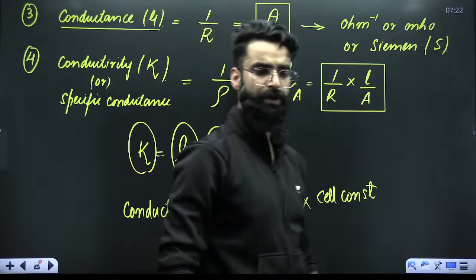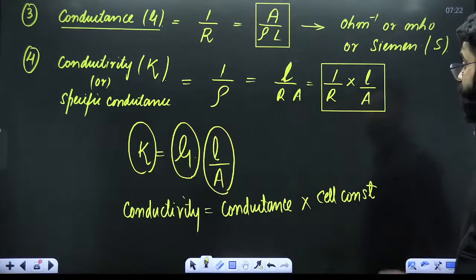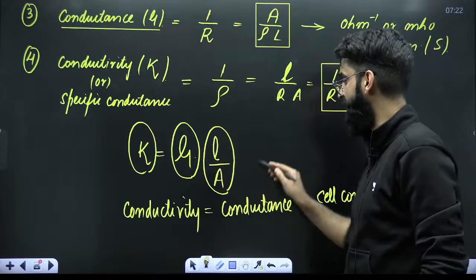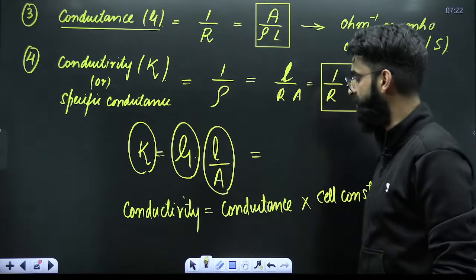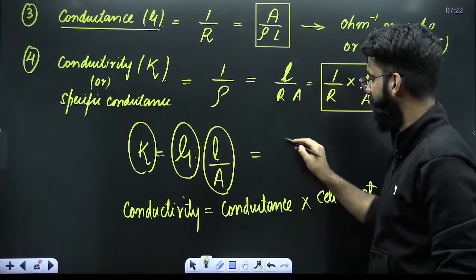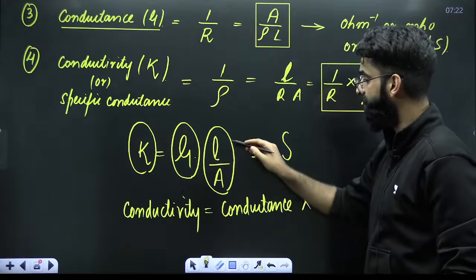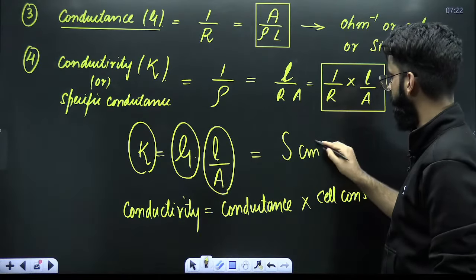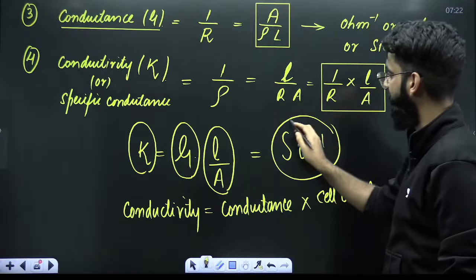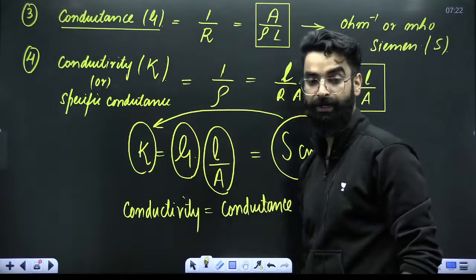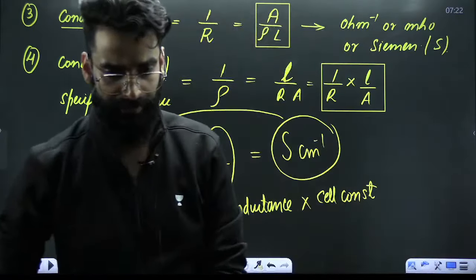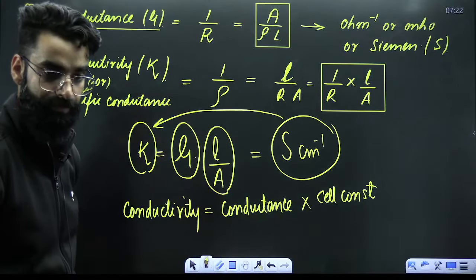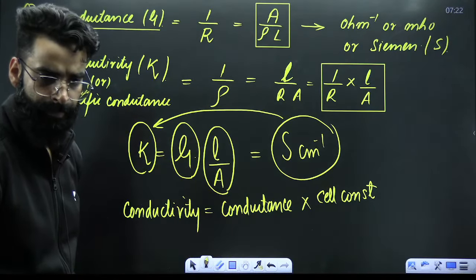Now, if I ask you what are going to be the units of conductivity? Conductivity is equal to conductance multiplied by cell constant. So the units of conductivity are going to be, this is conductance, you can write it as Siemens. Cell constant is per centimeter, so it's going to be centimeter inverse. So you can write it as Siemens centimeter inverse. It is the unit of conductivity, right? Perfect. Siemens centimeter inverse.